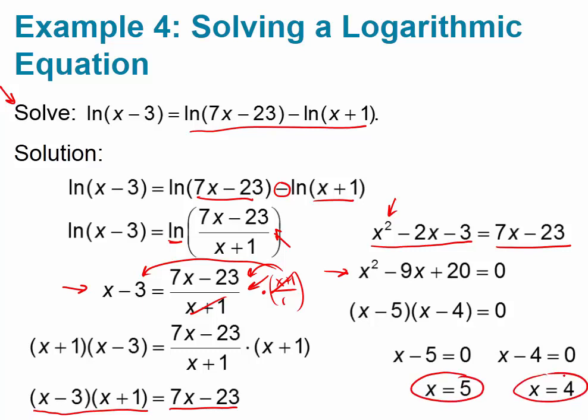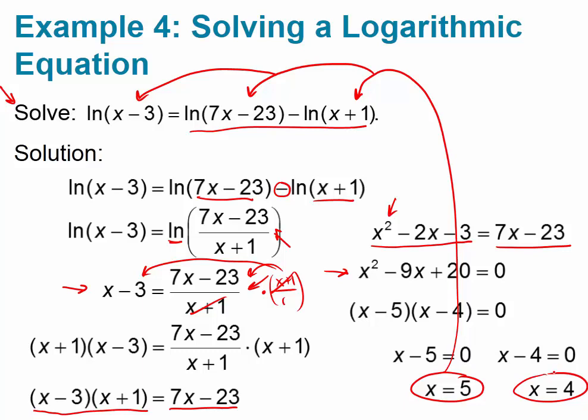Now we want to check these back in the original equation and make sure we don't end up with 0 or anything negative. So let's see. Let's check 5 first. That's good. 5 plus 1 is 6, no problem. 5 times 7 would be 35. 35 minus 23, that's still positive. We're okay. And then here, 5 minus 3 would give us positive 2. So that solution works.